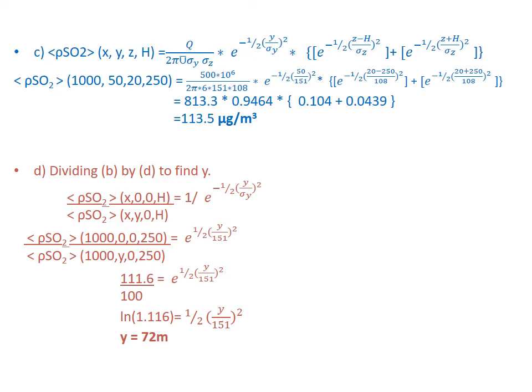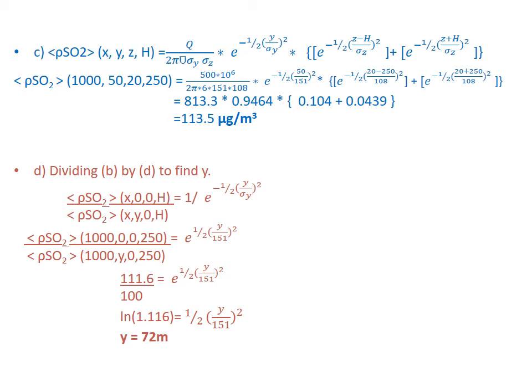So we already know the value of rho SO2 at x, 0, 0, h, or 1000, 0, 0, 250, which is 111.6, which we have already solved in the B part. And rho SO2 of 1000, y, 0, 250 is given now as equal to 100 microgram per meter cube. So substituting that value, we have 111.6 by 100 is equal to e raised to 1 by 2 into y by 151 the whole square.